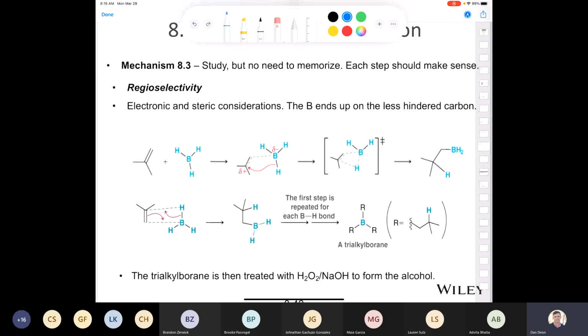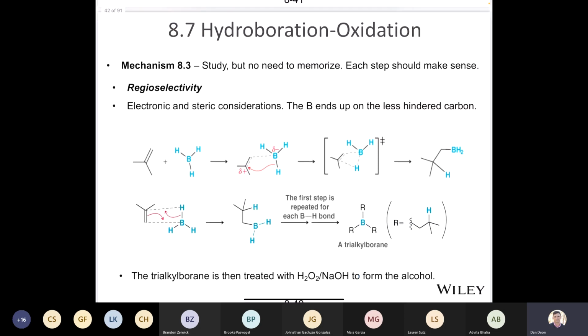Okay, now I wrote here specifically that you don't have to memorize this mechanism. However, each step along the way should make some sense. Now, in terms of that regioselectivity, why do we get anti-Markovnikov addition? Well, there's two ways we can explain this. We can either use electronics to explain it, or we can use sterics to explain it.